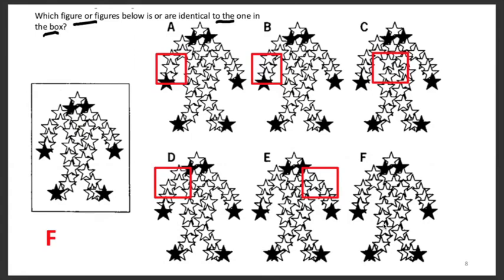With option A, this star is a problem. With option B, again the same star. With option C, this star is a problem. With option D, this star is a problem. In E, this star is a problem, and hence F is the only figure which looks exactly as shown in the reference figure. The correct answer is F. We'll move to the next one.